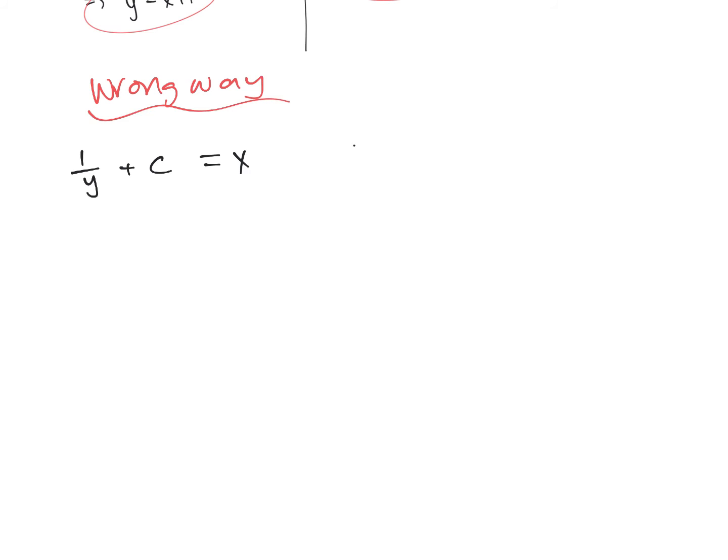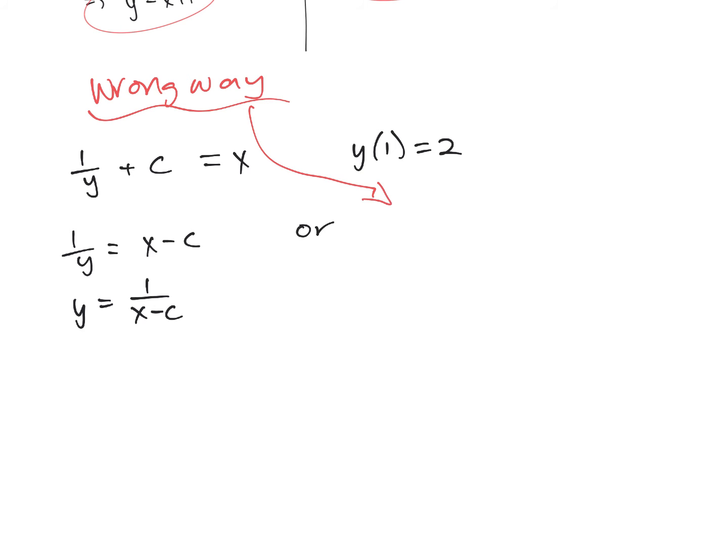And then I'm going to take the same initial condition, y of 1 equals 2. So I could solve this the right way, and I'll say 1 over y equals x minus c. And then I will flip, and I get y equals 1 over x minus c. So actually now, this is the wrong way.